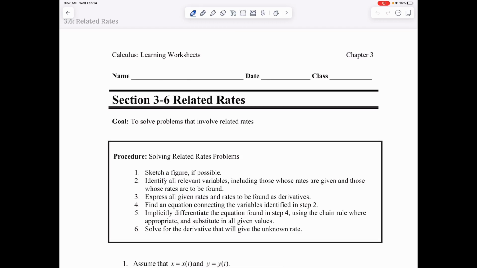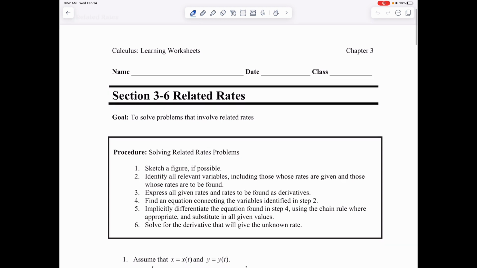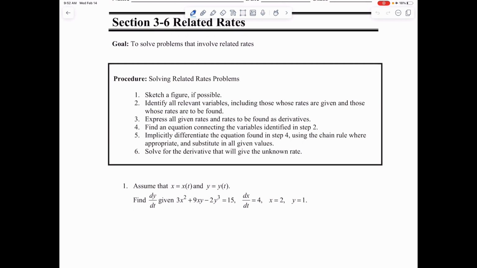Welcome to section 3.6, related rates. Our goal today is to solve problems that involve related rates. The procedure that we'll be following is first, sketch a figure if possible.